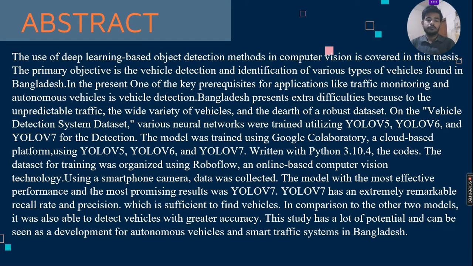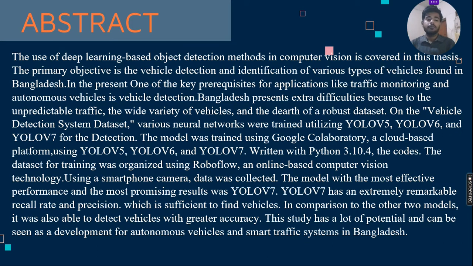On the vehicle detection system dataset, various neural networks were trained utilizing YOLO V5, YOLO V6, and YOLO V7 for the detection. The models were trained on Google Colaboratory, a cloud-based platform, with the code written in Python 3.10.4. The dataset for training was organized using Roboflow, an online computer vision tool. Using a smartphone camera, data was collected.